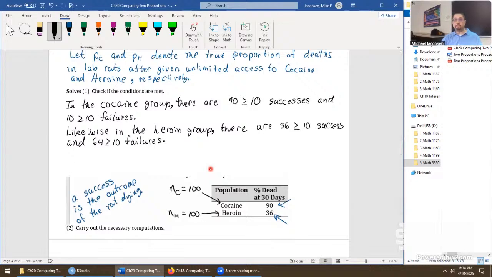So we need a conclusion here. We met all benchmarks, all successes, all failures in both samples exceeded or were equal to 10, again, just barely. So we are able to say the sample sizes are large enough.